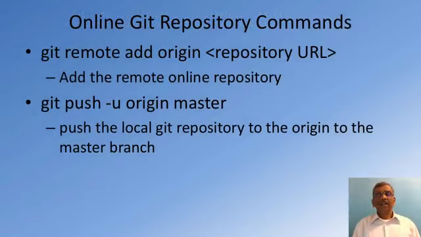Reviewing the commands for setting up the online Git repository, the first one that we just did was git remote add origin and the repository URL. This will add the online repository as the remote repository for my local Git repository. Once I do that, I need to push my contents to my online repository. For that, I do git push -u origin master, and this command will push the local Git repository to the online repository. So let's type that at the command prompt.